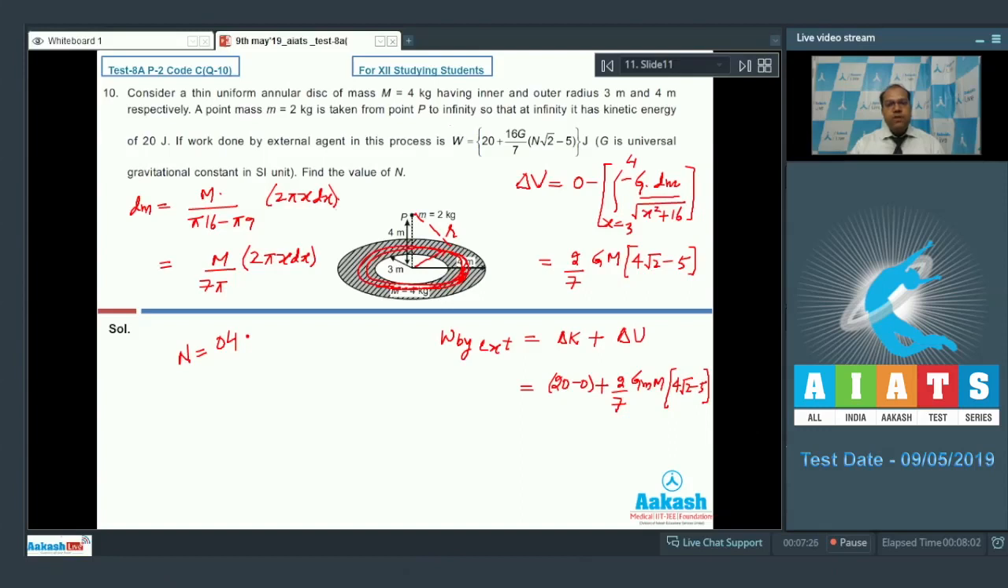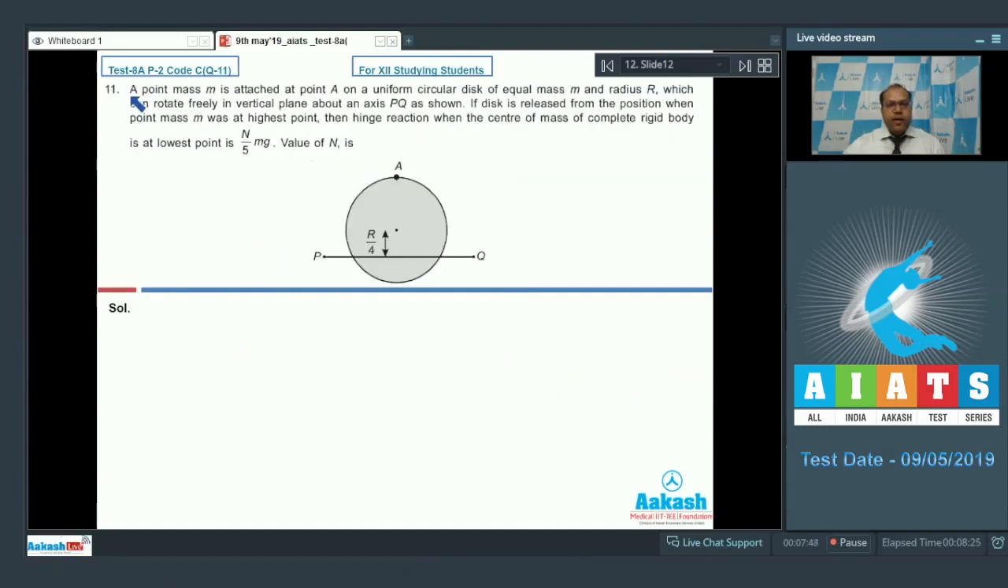Let's move to question number 11. In question number 11, a point mass m is attached at point A on a uniform circular disc of equal mass m and radius r, which can rotate freely in a vertical plane about an axis PQ as shown. If the disc is released from the position when point mass m is at the highest point, then the hinge reaction when the center of mass of the complete rigid body is at the lowest point is given by this expression. So we have to find out the value of n.